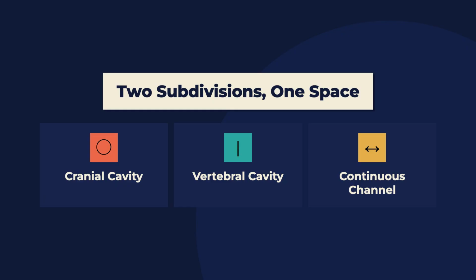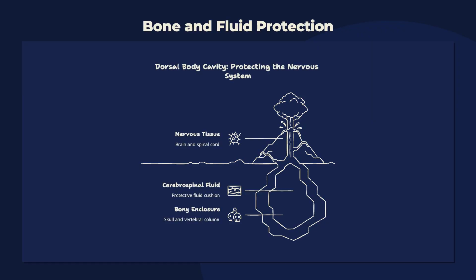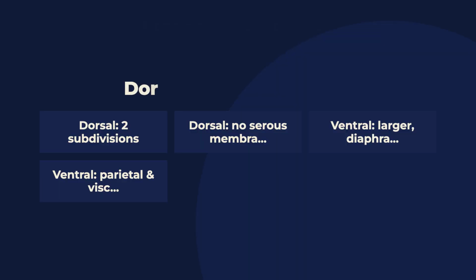Because the brain and spinal cord are physically continuous, these two spaces form one unbroken protected channel. Protection here is layered. Rigid bone forms the outer shell, while cerebrospinal fluid surrounds the brain and spinal cord as a fluid cushion, absorbing shocks that would otherwise strike neurons directly. This is the most heavily defended arrangement in the body, fitting since neurons largely don't regenerate.